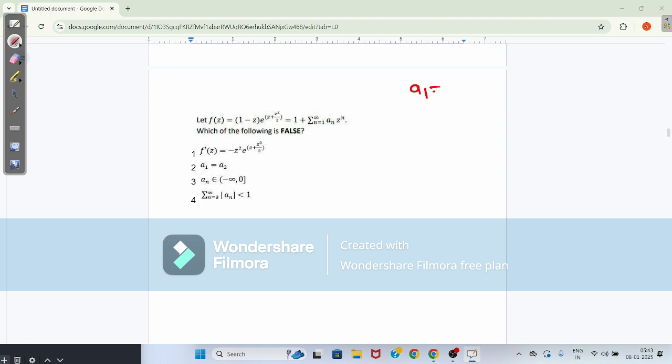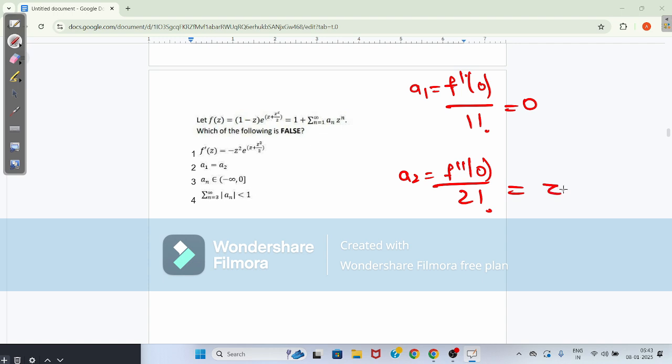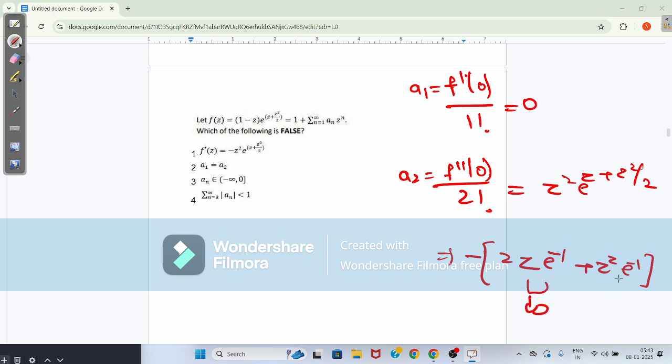Now here a1 is equal to f dash of 0 by 1 factorial, which is equal to 0. a2 is equal to f double dash of 0 by 2 factorial, that equals minus of 2 into z e power minus 1 plus z square into e power minus 1. So this value becomes 0. When you calculate it, it becomes 0 here. So these two values become 0 here. So here a1 is equal to a2. So a n lies between minus infinity to infinity. This is also a true statement here. Which is the false statement is this.